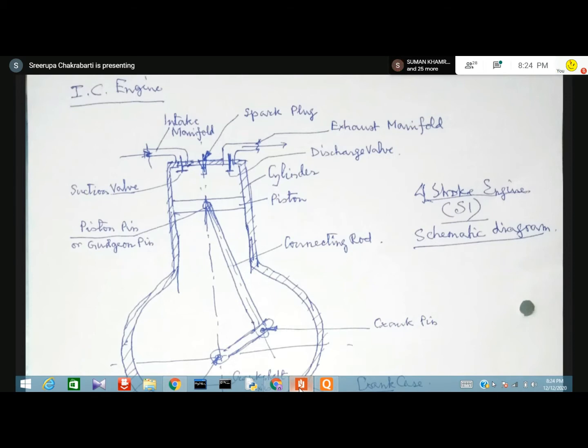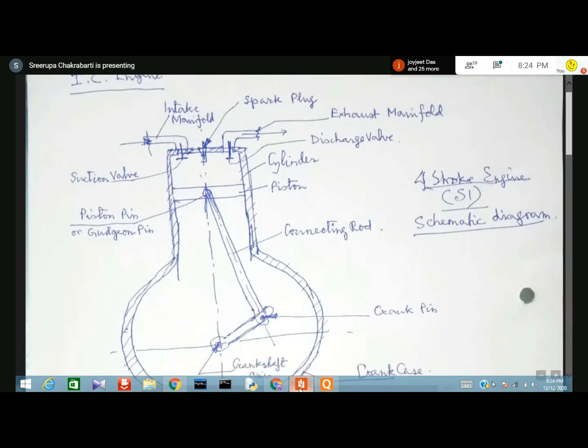But normally engines may have more than one cylinder. There may be 2 cylinder, 3 cylinder, 4 cylinder, 6 cylinder, 8 cylinder engines. Those are called multi-cylinder engines. But every cylinder is identical. There is a cylinder, there are 2 valves, there are intake and exhaust manifolds, a spark plug, and the piston, and the piston is connected. The movable components are the piston, the connecting rod, the crank and the crankshaft. All other components are static.